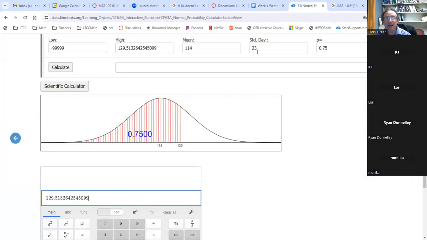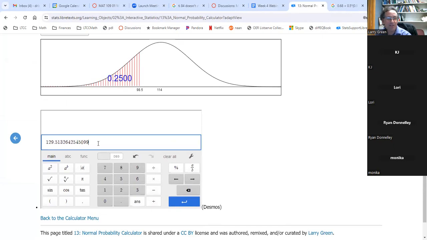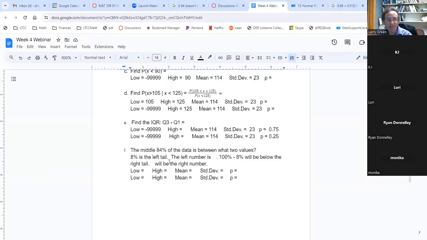And the nice thing is I can go to the calculator. I just take the 0.75 and make it 0.25, and remake the high blank. And I hit calculate. There's my high, 98.4867, etc. Now I can subtract that number, and my interquartile range is about 31. Any questions on finding that? Okay. Let's do the next one.